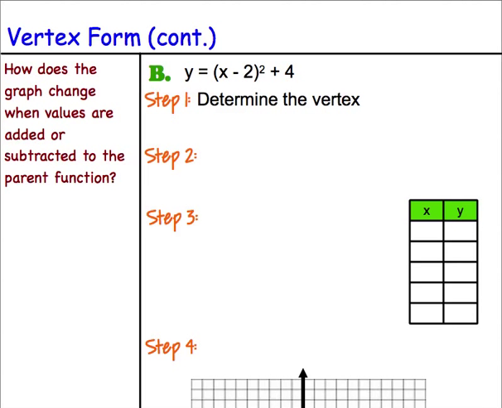Now as I mentioned earlier, when we talk about determining that vertex, it's going to be taking a look at this equation. If it's inside the parentheses with the x, that makes that your x coordinate. So in our case here, x minus 2 means that we've got 2, and it's positive, for our x coordinate.